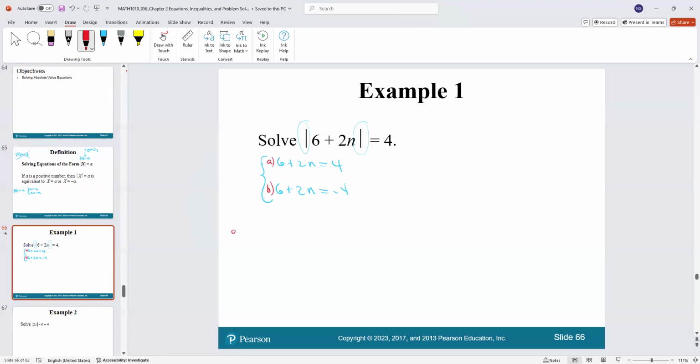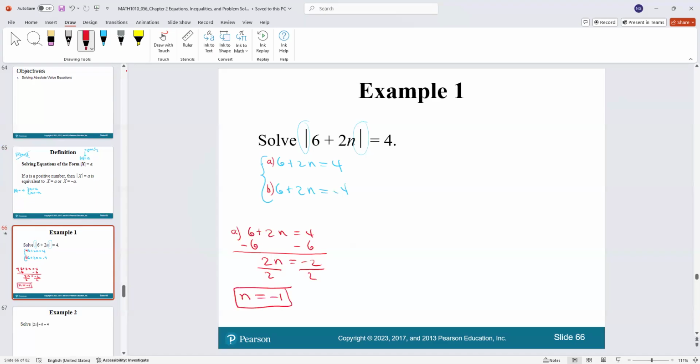So we're going to go with the first one, 6 plus 2n equal 4. In order to solve these equations, we need to identify our variable. Our variable here is n, so we need to isolate n. Then we need to subtract 6 from both sides. Now, 2n equal -2. We need to divide both sides by 2, so n is equal to -1.